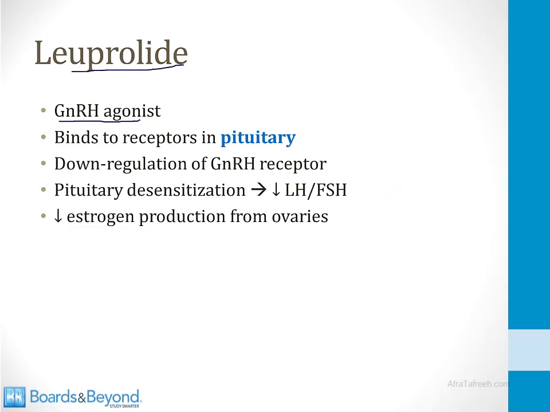Another therapy for endometriosis that's less commonly used is leuprolide. Leuprolide is a GnRH agonist. It binds to receptors in the pituitary and downregulates the GnRH receptor. This will desensitize the pituitary so it releases less LH and FSH, and this will decrease estrogen production from the ovaries. And once again, the idea here is that you're interfering with the normal menstrual cycle. Anytime you do that medically, it helps patients who have endometriosis.